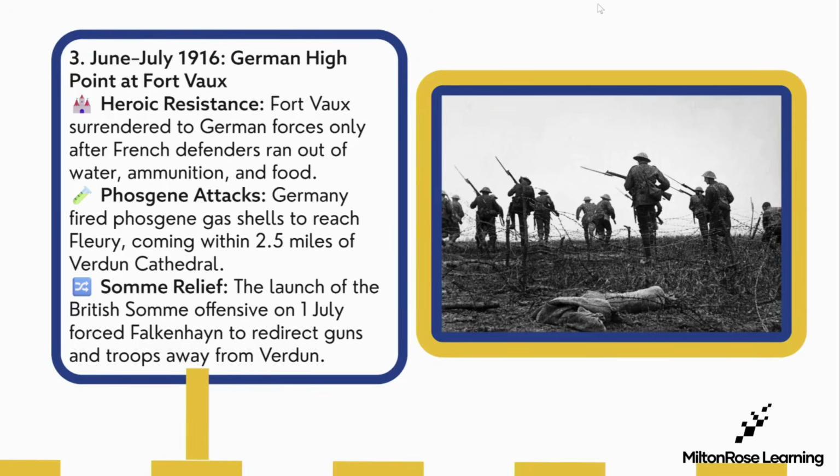So Germany fires phosgene gas shells to reach Fleury, and they come within 2.5 miles of Verdun Cathedral, which is the sacred heart of the town, effectively. So chemical warfare starts to kick in.